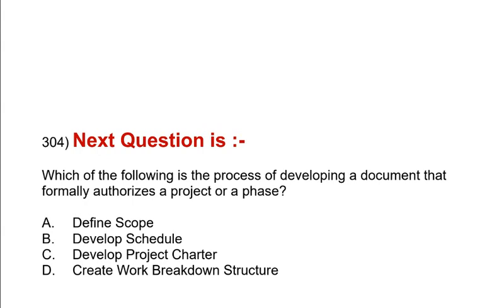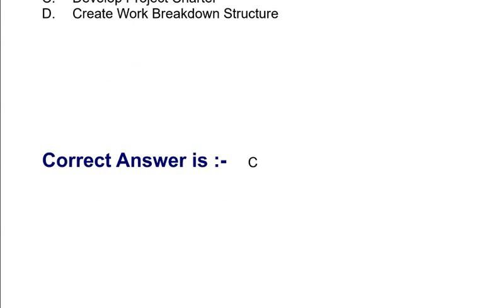Question is which of the following is the process of developing a document that formally authorizes a project or a phase? Option A define scope. Option B develop schedule. Option C develop project charter. Option D create work breakdown structure. Correct answer is option C.